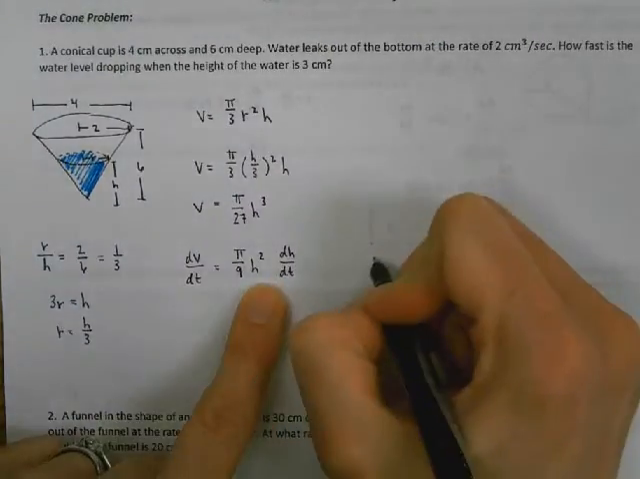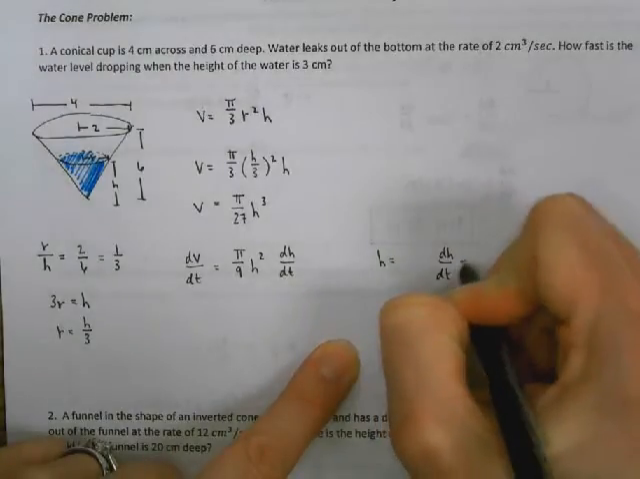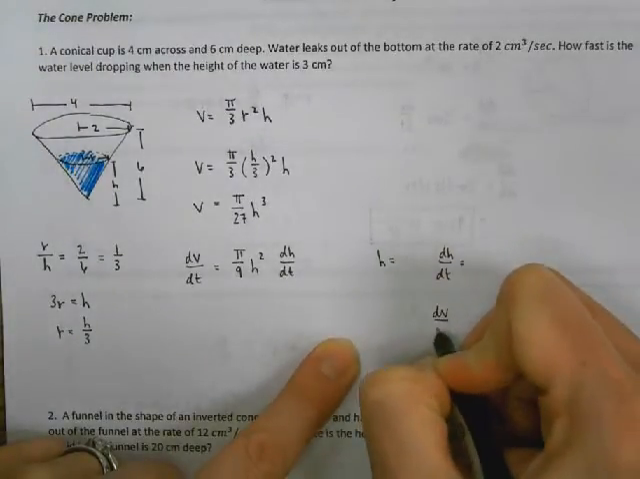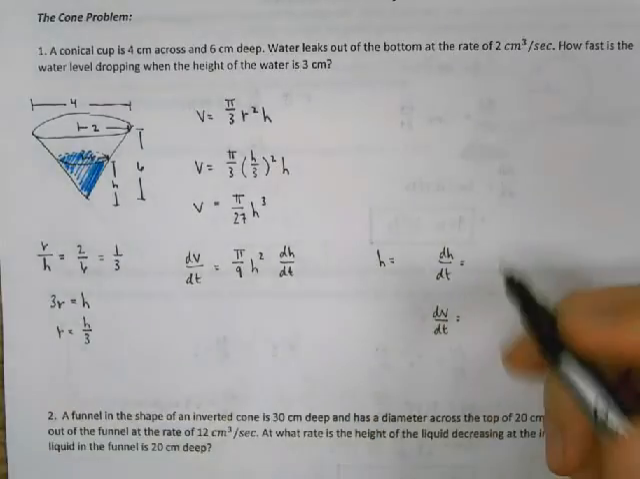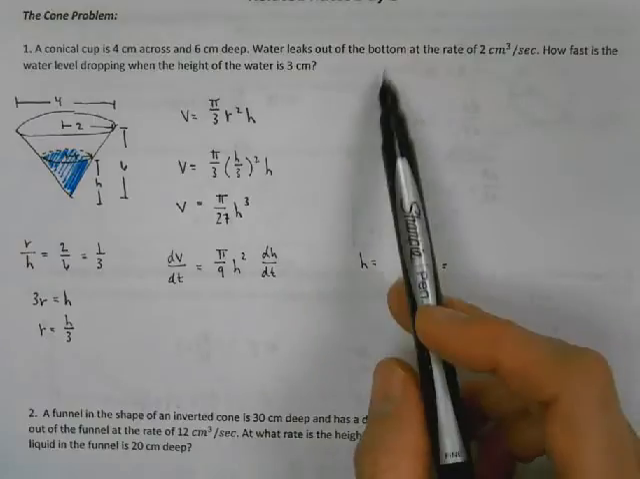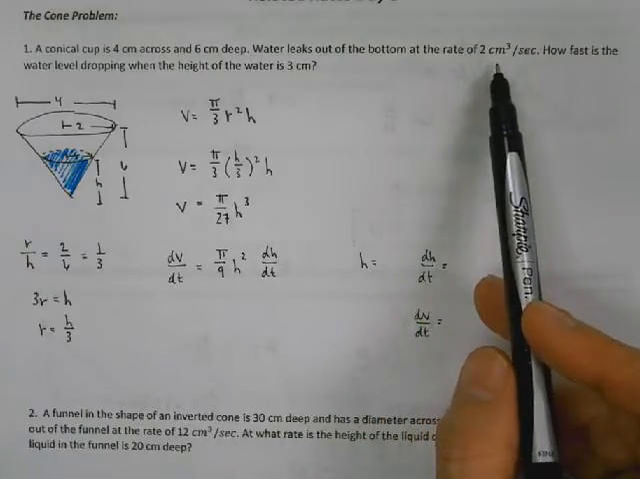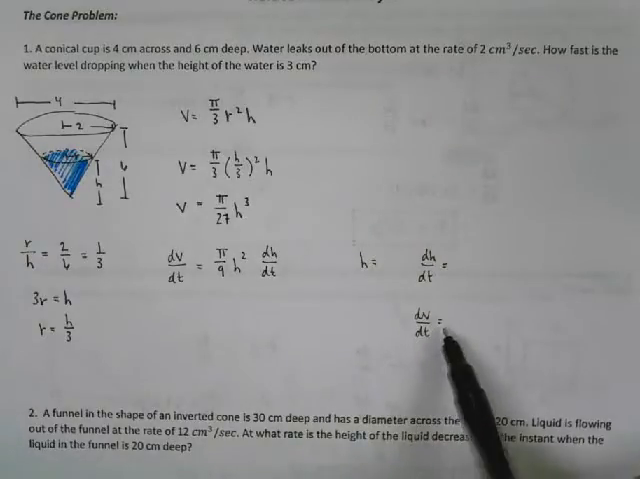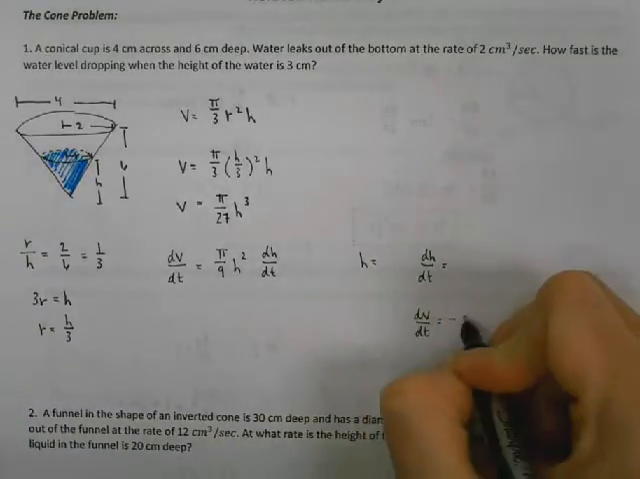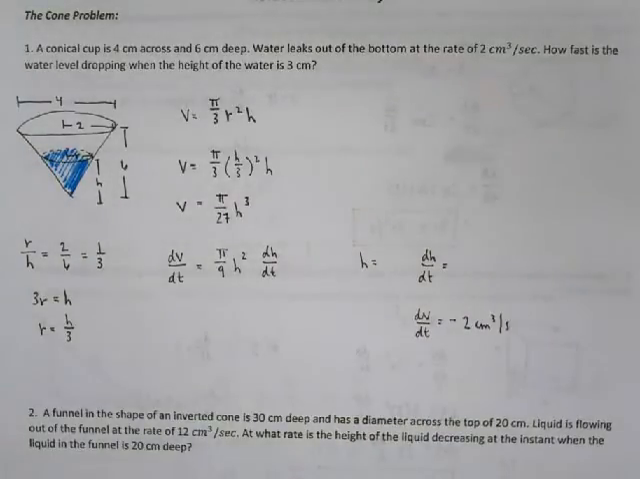So now I need an h, I need dh/dt, and I've got this missing dV/dt. So let's see what we know. At the top, it told us that the water is leaking out of the bottom at a rate of 2 cubic centimeters per second. So that tells me my volume is decreasing. So I'm going to have a negative 2 cubic centimeters per second.